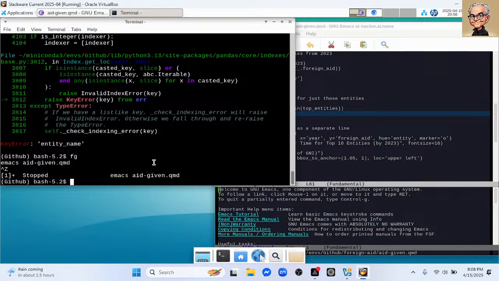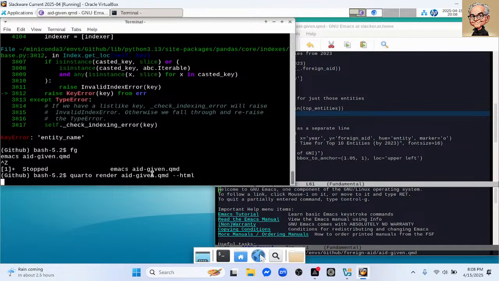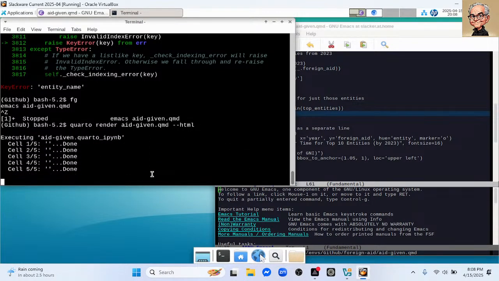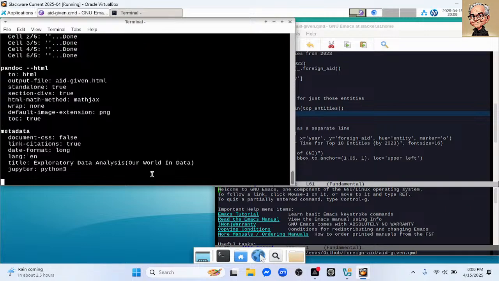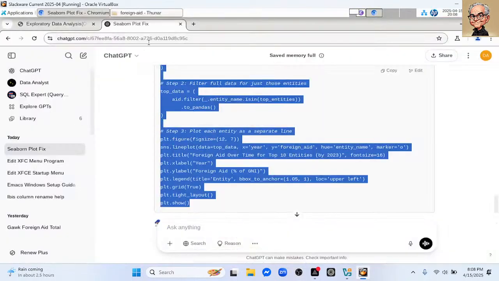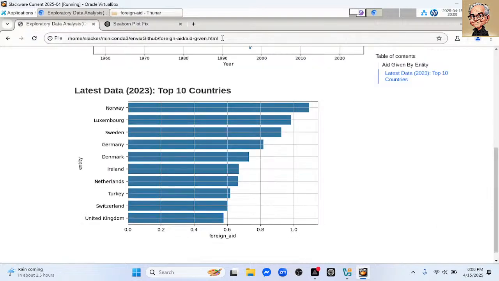So what the Control Z does is put the process in the background, which means it's basically frozen. Then it just comes back, rather than opening up a second terminal. I just do it that way. So, oh, look at this. Oh man, this could be good. Let's see what happens here.